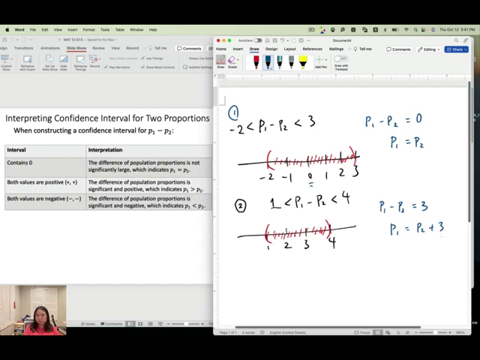From this equation, think about it: is P1 greater or is P2 greater? If P1 is equal to 4, then P2 has to be equal to 1, right? So it satisfies this equation. So you know P1 has to be greater than P2. This is case 2. If your confidence interval for the two populations is within the positive values, then P1 has to be greater than P2.